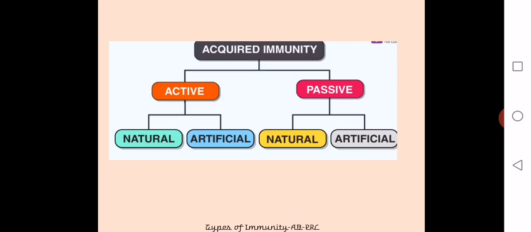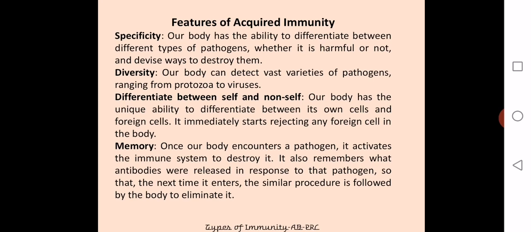All right. So we'll continue with the acquired immunity here. The types of acquired immunity, as already stated, are of two types: active immunity and passive immunity. There are subdivisions of natural and artificial for both active and passive immunity. So what is actually acquired immunity? We have already seen that acquired immunity is the immunity which is acquired by an individual during his or her lifetime, usually by exposure to an antigen, right?